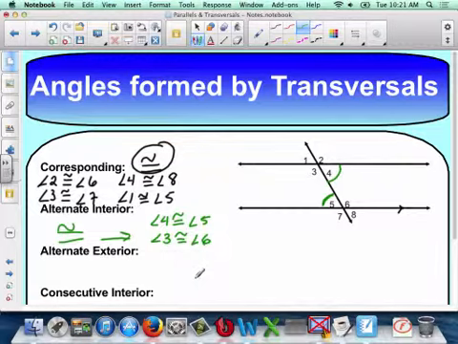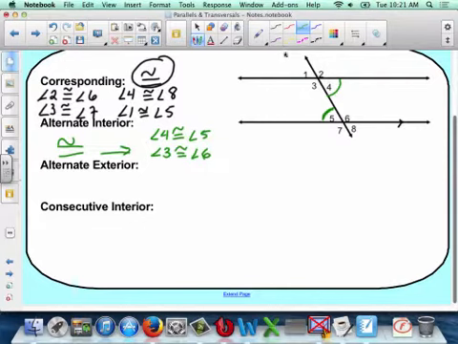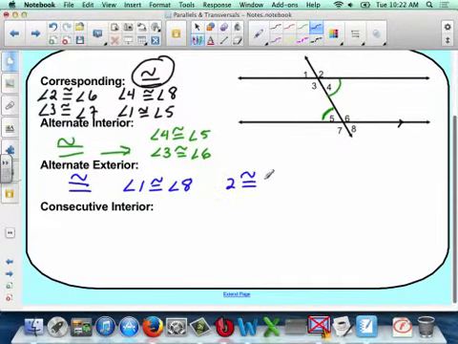So corresponding are congruent, alternate interior are congruent. What about alternate exterior? 1 and 8, yes, but what does that tell you about their measures? They are equal as well. My alternate exterior angles are also equal. Angle 1 is congruent to angle 8. What's the other pair? 2 and 7.